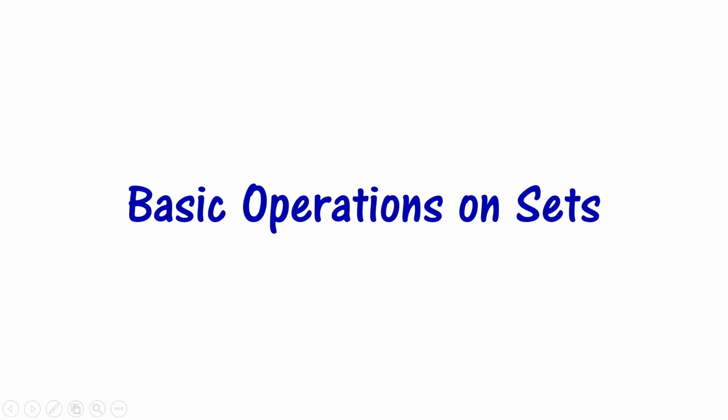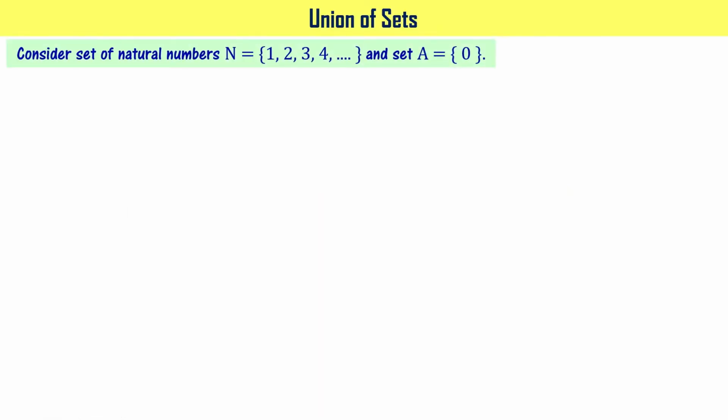Let us learn about basic operations on sets. First one is union of sets. Let us consider natural numbers N, that is a set containing elements 1, 2, 3, 4, 5, 6, 7, 8 and so on, and another set A that contains only one element, 0. Let's consider these two sets, right? This has elements 1, 2, 3, 4 and so on, and this has only one element, that is 0. Suppose you write all these elements together, then what are those elements? 0, 1, 2, 3, 4 and so on, right?